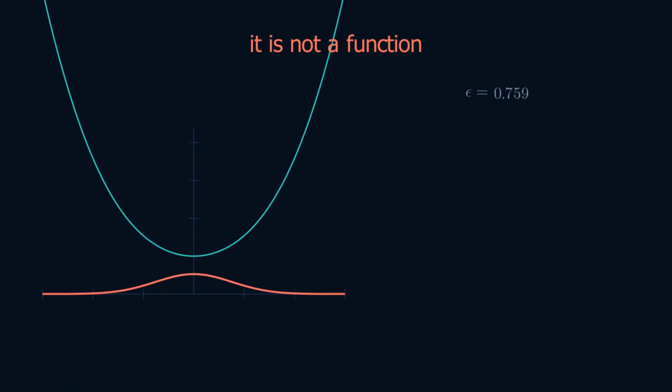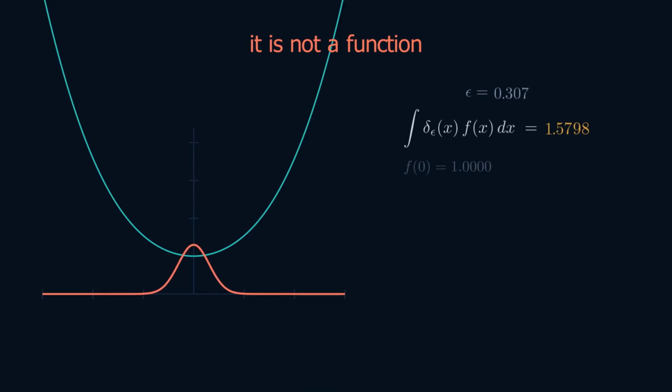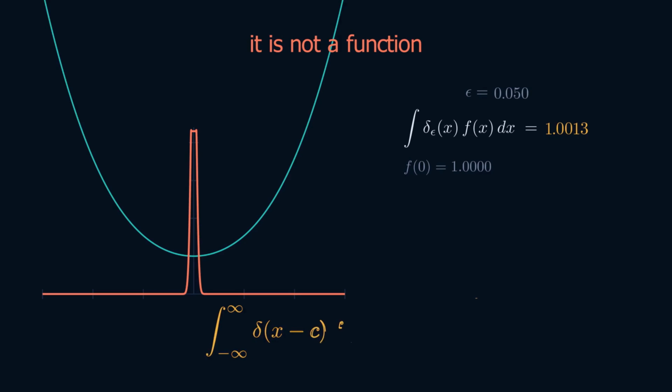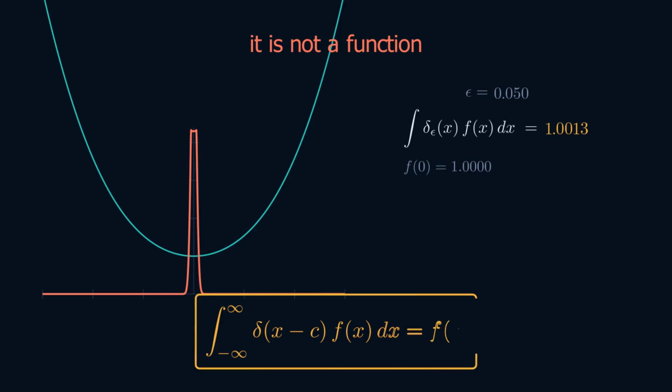Watch the bumps. They get taller and narrower and eventually ridiculous. But look at the number. Integrate any of them against a smooth function f, and you get something that converges to f evaluated at the center. That convergence is well behaved even though the bumps are not. So the delta is defined by what it does, not by what it looks like. The integral of delta times f is f at the point. That is the sifting property, and it is the entire content of the delta function.